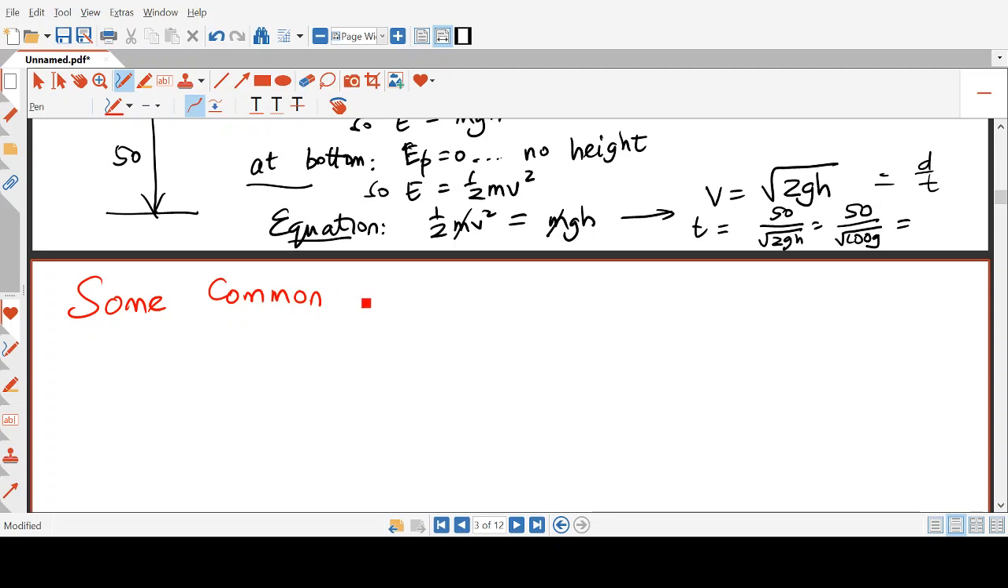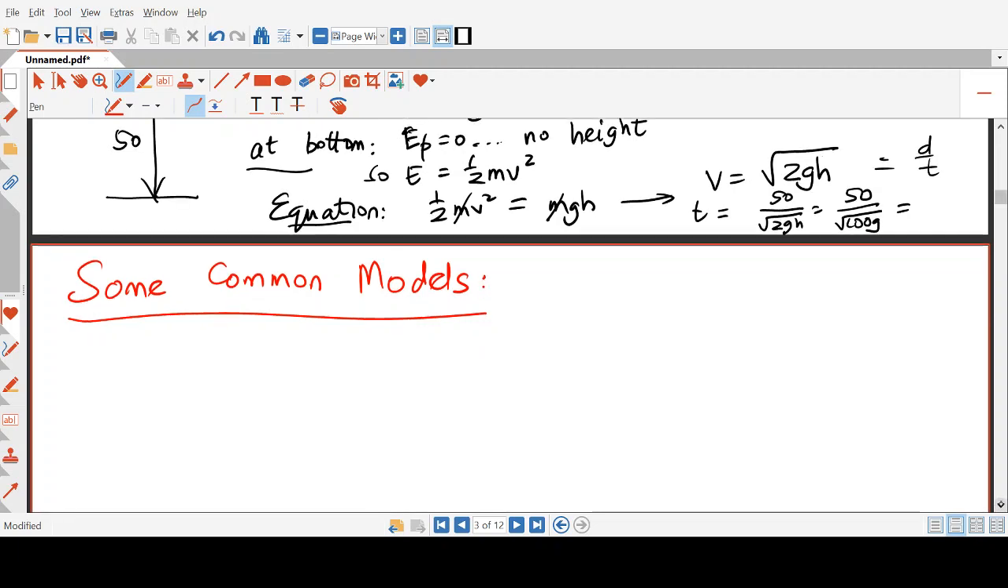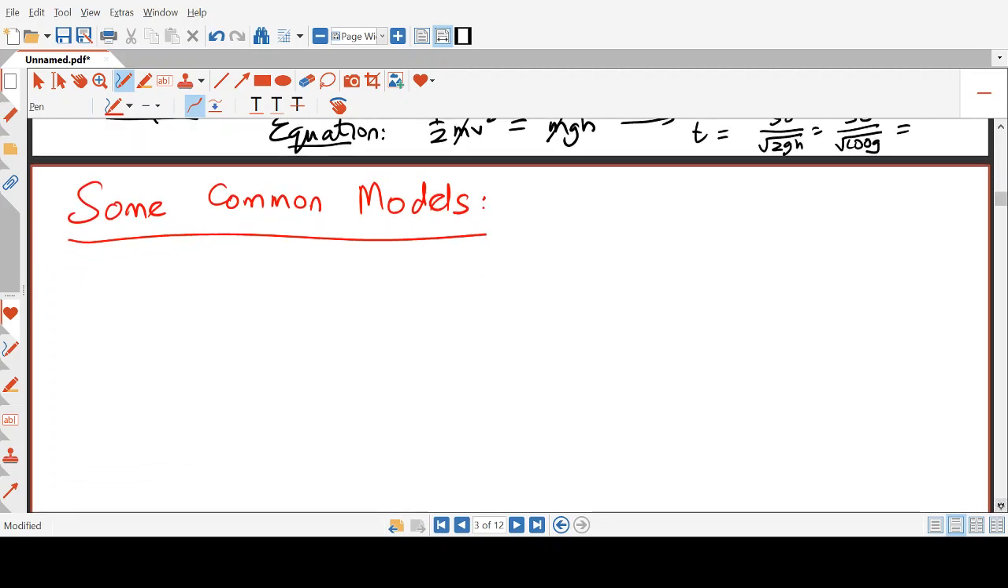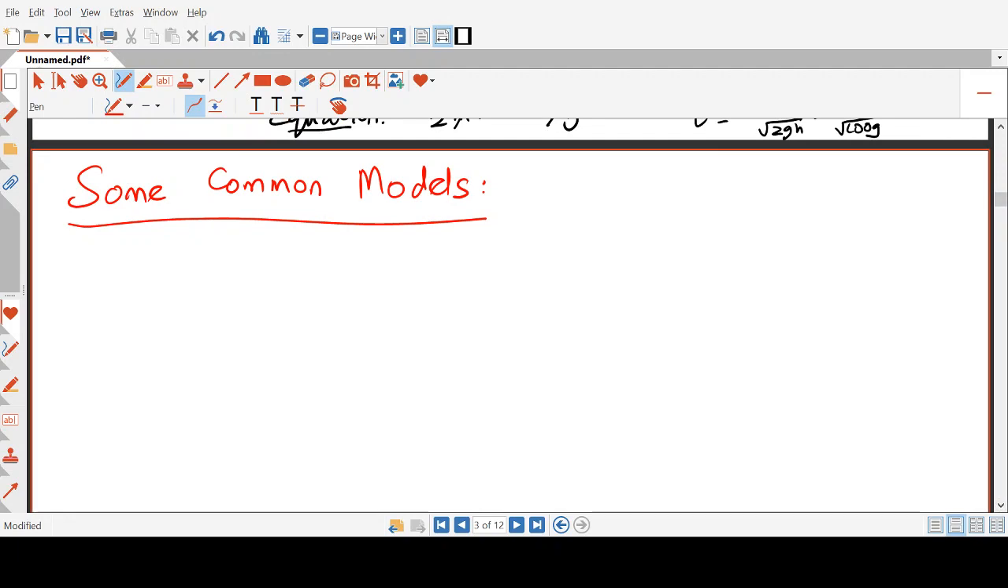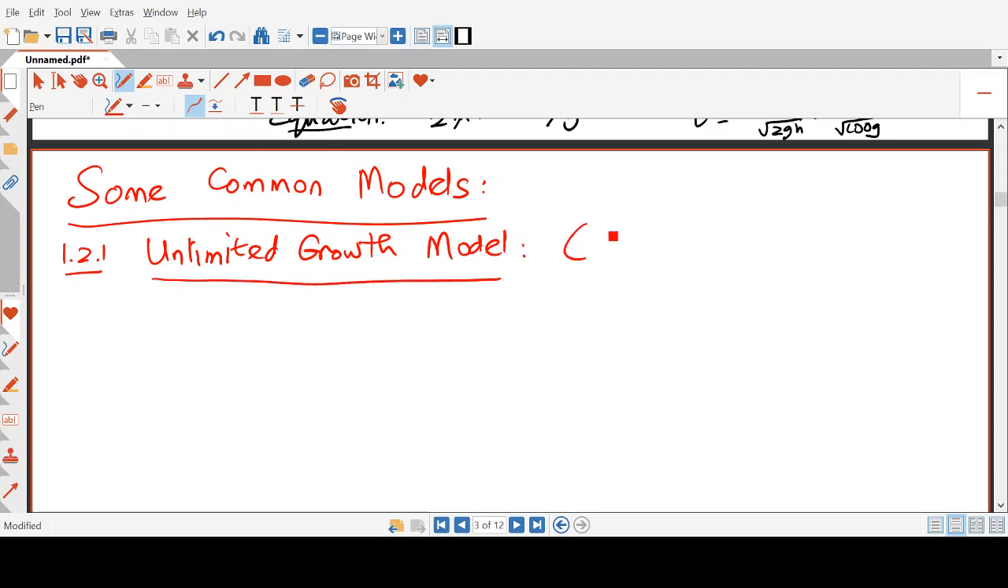Some common models. This is the part where it now becomes relevant for your exams. The first period was basically selling the topic to you. Now we start to do some calculation, right? I'll follow the numbering in the book, 1.2.1. Unlimited growth model. Or we can call this the exponential model. I don't know why the book doesn't have that, but this is called the exponential model.